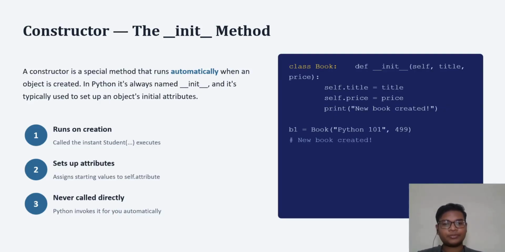First of all, it runs on creation. Creation means that the call happens the instant a student object is created. Second is that it sets attributes, that is, it assigns starting values to self dot attributes. And the third one is never call it directly. The most important thing is that Python invokes it for you automatically. So this is how the __init__ method works.